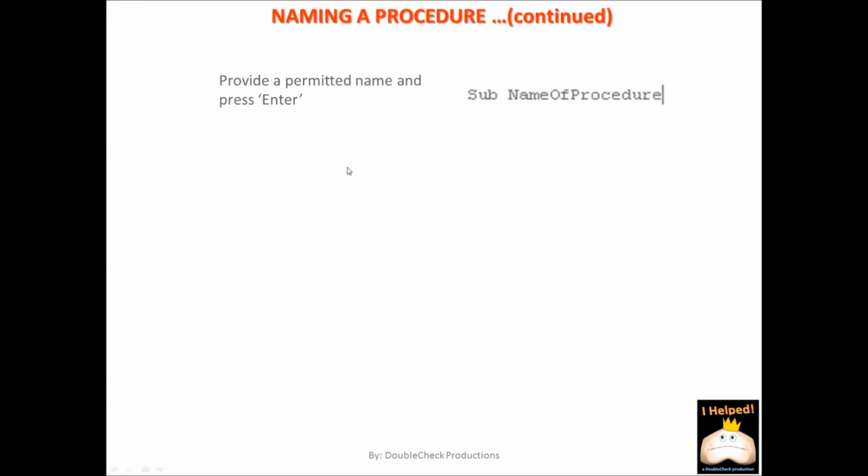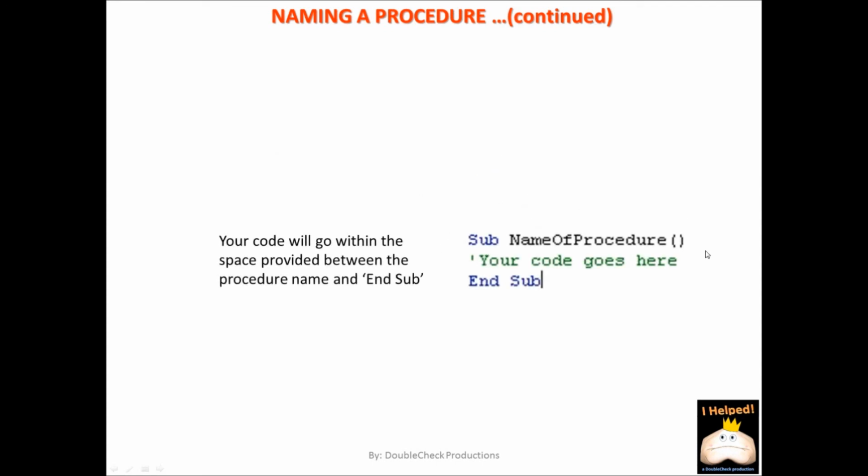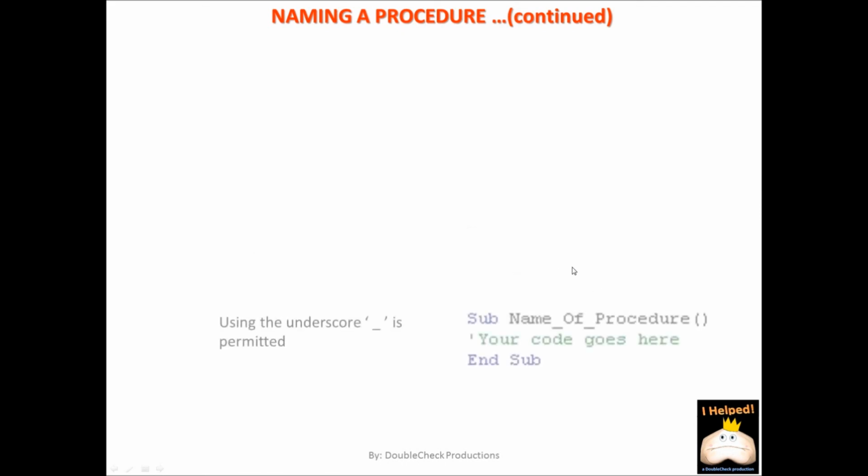So for example, here we're going to go ahead and put in a name that's permitted. We're going to press enter. And if you notice, whenever you do this in the editor, the End Sub will pop up and the Sub and End Sub letters will turn blue. This is where your code goes, between Sub and End Sub, or your Function and End Function. And this is just showing that underscores are permitted.